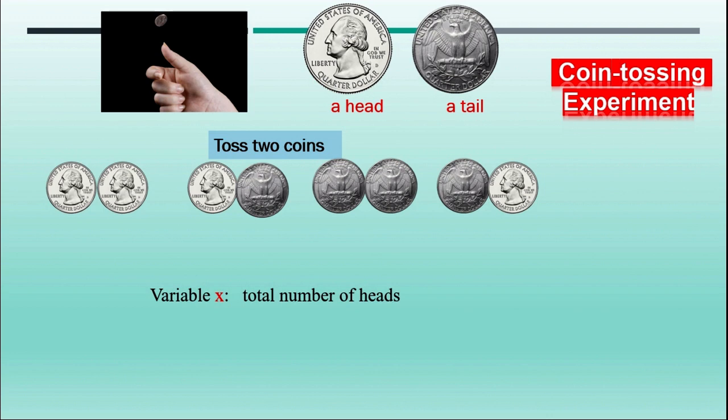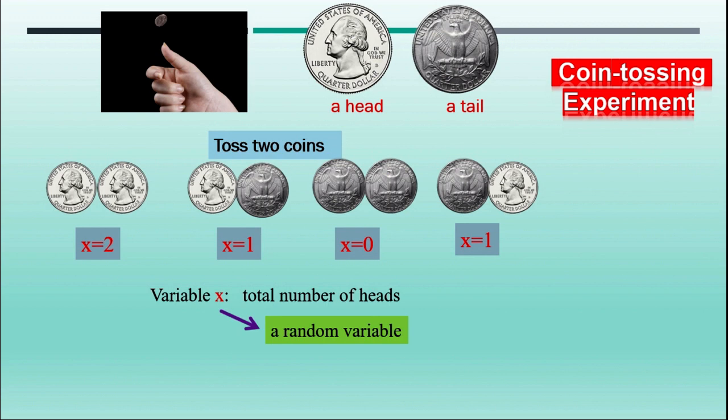Then for the first case, we have two heads, so x is 2 here. For the second case, we only have one head, so x here equals 1. For the third case, two tails, no heads, so x equals 0. And last case, x equals 1. This variable x is called a random variable.